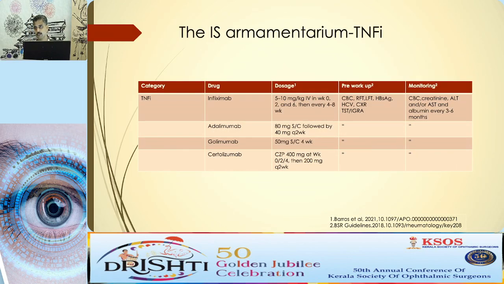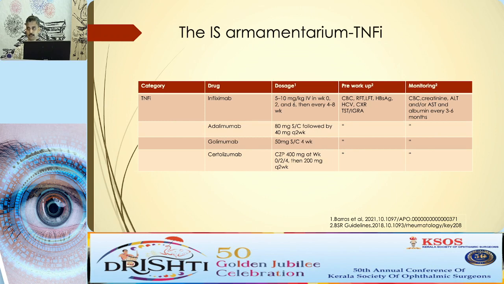The preferred biological drugs for uveitis are TNF inhibitors. We have infliximab, adalimumab, golimumab and certolizumab. Adalimumab is the FDA approved drug. There are no head-on trials, but there are enough meta-analyses that say adalimumab is better than the rest of the TNF inhibitors. We give a loading dose of 80 milligrams subcutaneously followed by 40 milligrams every 2 weeks. You don't have to admit the patient, you can give it on an OPD basis.